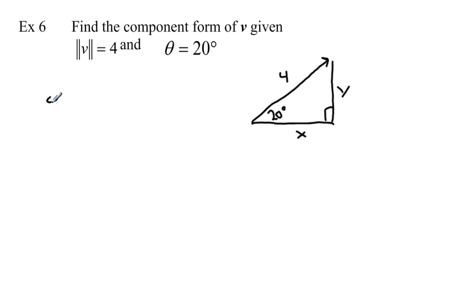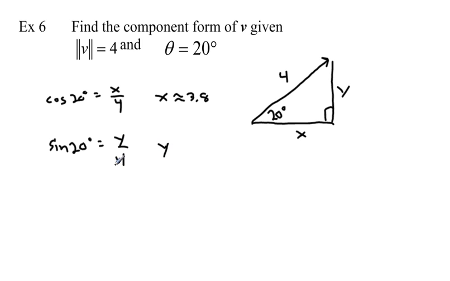We know that the cosine of 20 degrees equals x over 4. If we multiply both sides by 4, we can type that in our calculator: 4 times the cosine of 20 degrees equals x. So x is about 3.8. Same thing to find y, but now we say the sine of 20 degrees equals y over 4. Multiply both sides by 4, type that in your calculator, and you'll get y is about 1.4. So your component form: this vector goes 3.8 units to the right, 1.4 units up.